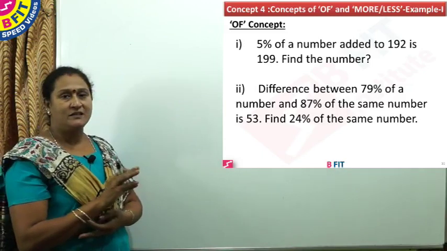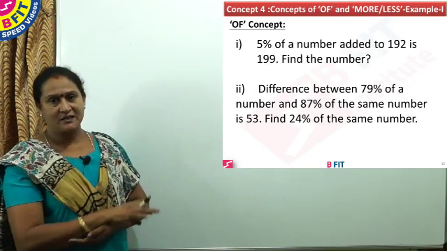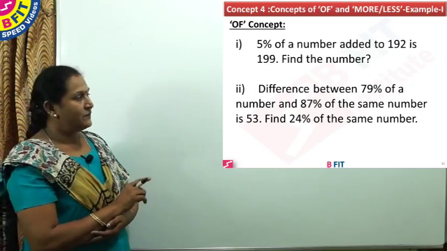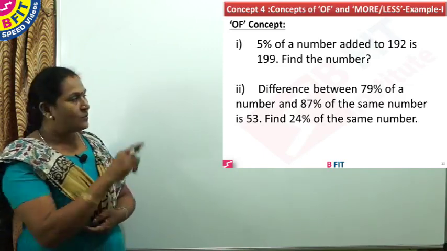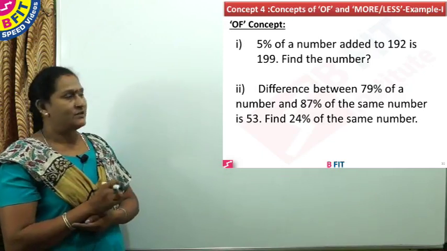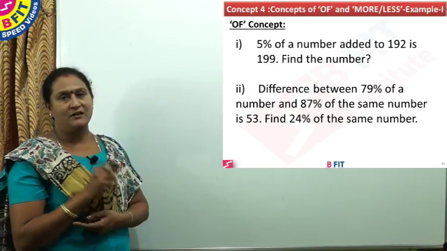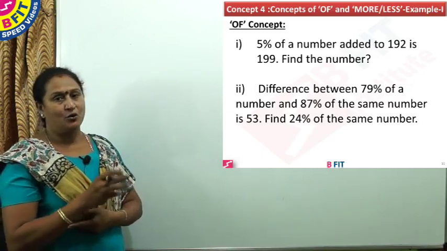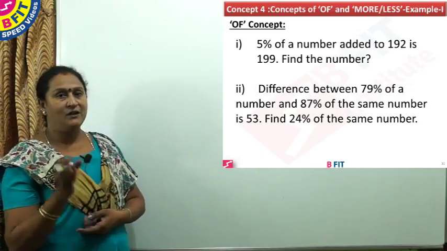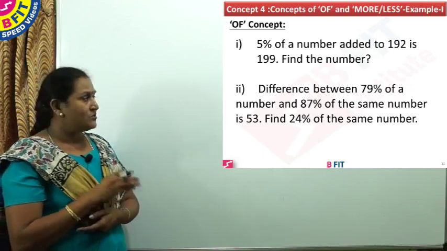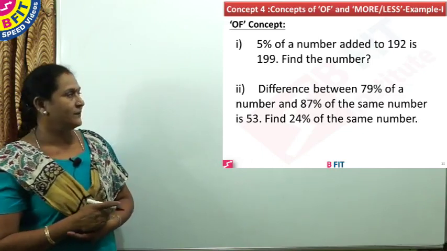So here the number is the same, that is, the base is the same. Whenever you are discussing the same number, or when the base is the same, we can work out with the percentages itself. It is given that the difference between 79% of a number and 87% of the number is 53. So what is the difference between the percentages? 79 and 87, the difference is 8. So 8% of the number is 53. And now we find the number on the whole. If 8% is 53, what is 100%? And then we will find 24%. But instead of doing that, directly from 8%, we can get the value of 24%. So we will see the working.